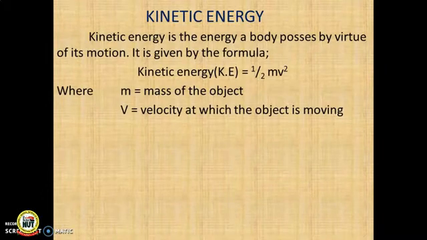Now, when you discover a body in motion, a body moving and not stopping, we say that very body possesses kinetic energy. It is given by the formula 1/2 mv squared. The m is the mass of the object and the v is the velocity at which the object is moving. We are dealing with motion now.